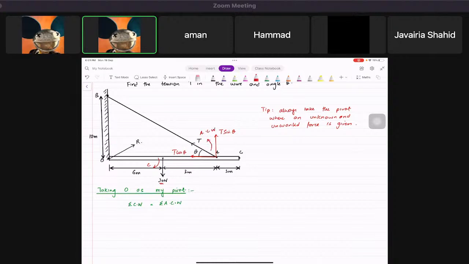Now about this pivot, I just want to tell you that here clockwise would be 30 times 6, the perpendicular distance, that's here. And for that one, it is going to be T sine theta times 3 plus 6, which is 9. Okay. Now we get T sine theta as 30 times 6 over 9, which is basically 20. Is it clear, everybody?